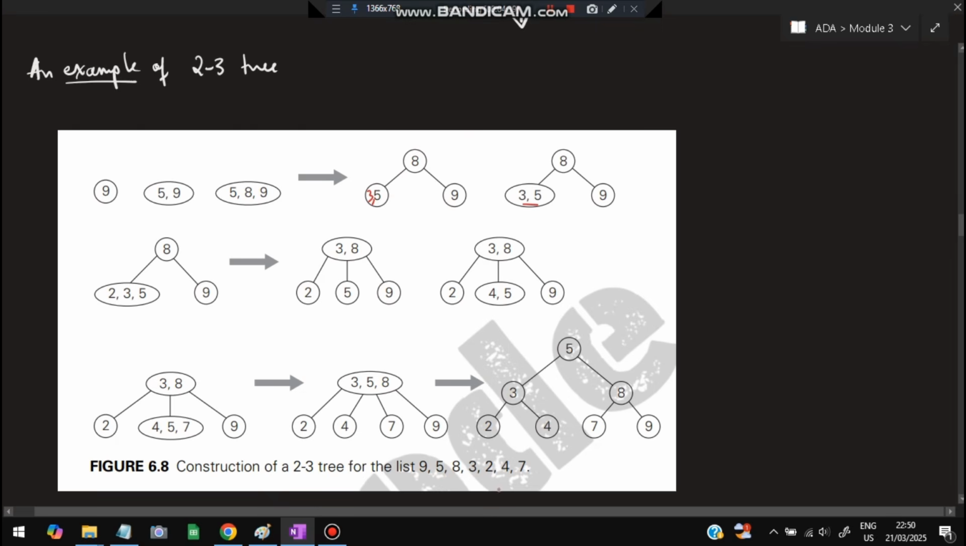Okay. Next, what is the element? It is 2. When 2 comes here, again the 2 will be assigned here. Whenever 3 happens, we have to divide it. And when we divide it, 3's left part will become 2 and 3's right part will become 5. Okay, and this will remain as such.